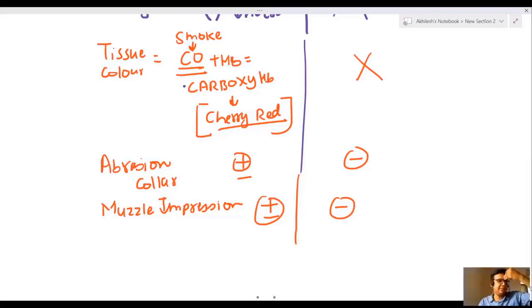Muzzle impression, that can be present. Very, very important.